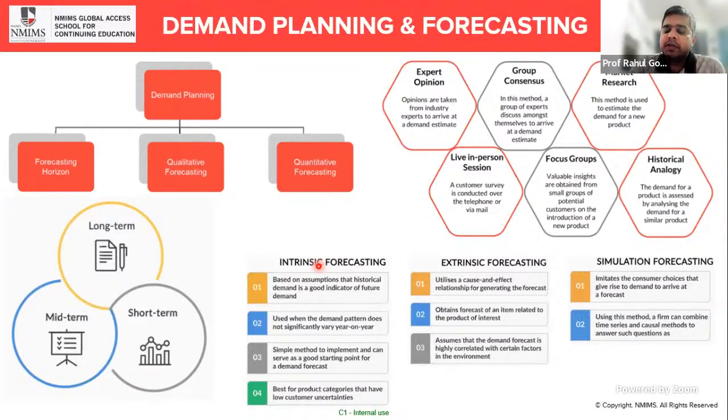So these are the three broad ways through which you try to assess what you are going to sell in future of your products.